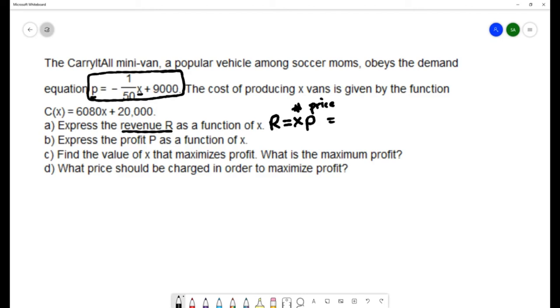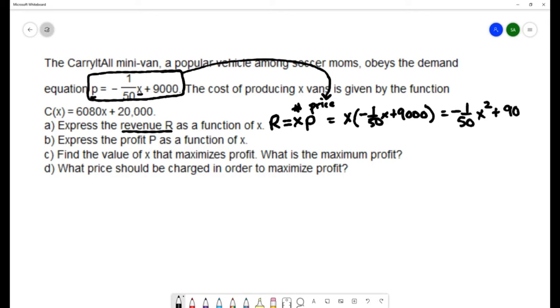So we're going to substitute in for price. So that's X times negative 1/50th X plus 9,000. We can distribute that X to get negative 1/50th X squared plus 9,000X. So we now have the revenue function. Now we need to do profit, express profit, capital P, as a function of X.